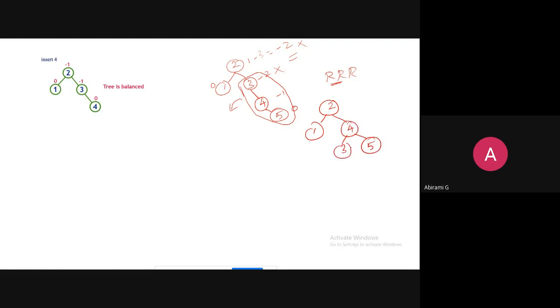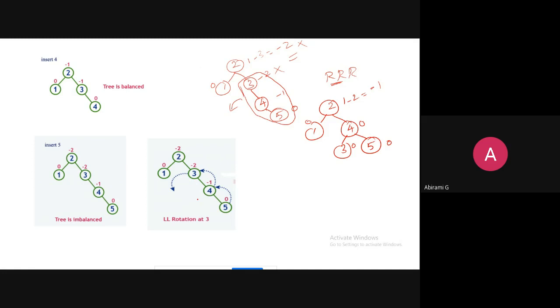Now check its balance factor. Balance factor of this 5 is 0. This is 0. This one is 0, because 1 minus 1 is 0. Here the balance factor of this is 1 minus 2, which is minus 1. So here 0. So all balance factors are 0, minus 1, 0, 0, 0. This is a balanced one. Now after this, the same diagram is given here.